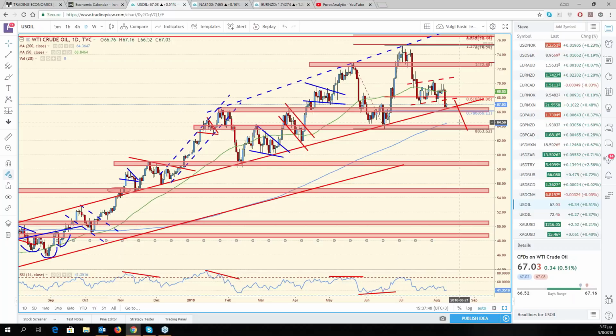And my next target is at 63.70. You can see here a horizontal support area down there, roughly 60 to 64. So it's like a general area. I think, from what I saw yesterday, the market is actually going to make it there.